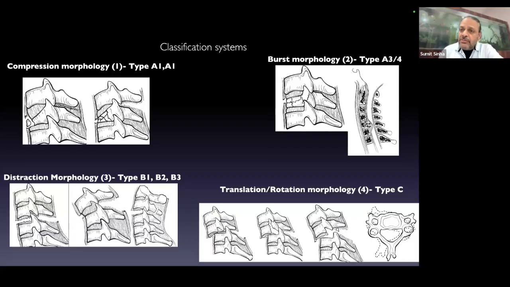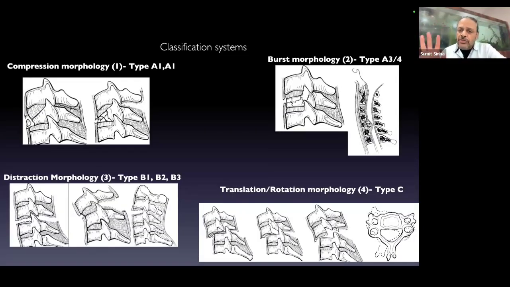Now comes the distraction morphology. Now there are more severe types of unstable injuries, and in this distraction morphology the vector forces are distracting forces. So what happens is either there is an osteoligamentous injury or a ligamentous injury through and through between the two vertebral segments. They can happen anteriorly, they can happen posteriorly, they can happen through and through, also known as a chance fracture. So they can be all variants, the whole spectrum of these distraction morphology injuries.